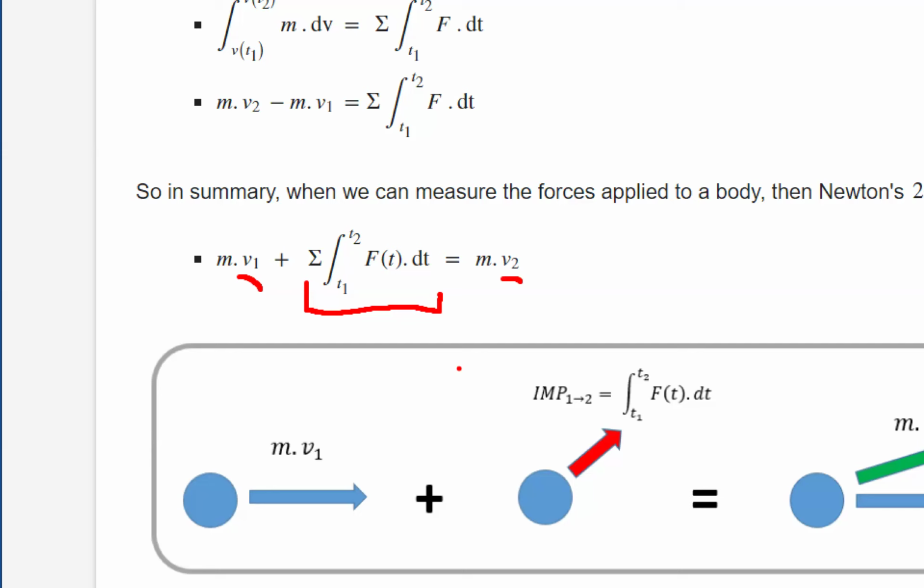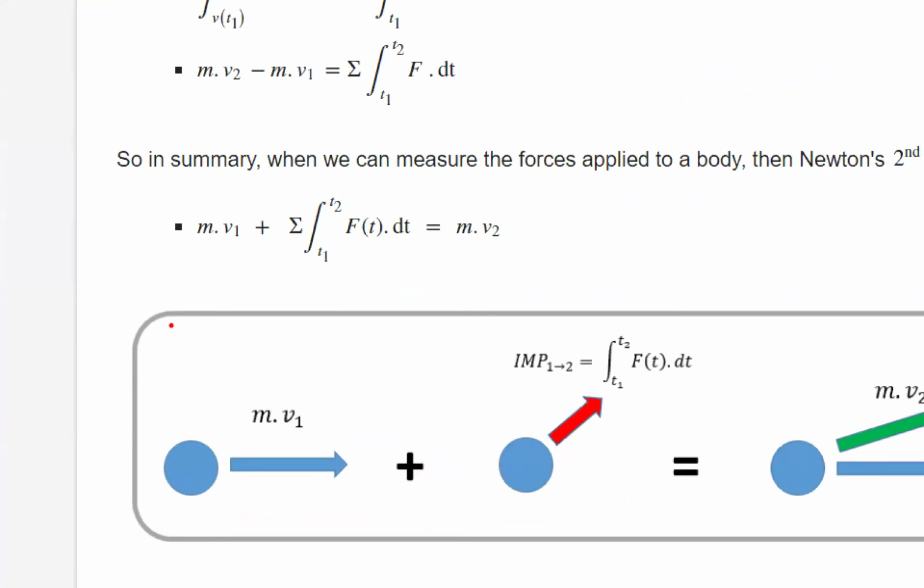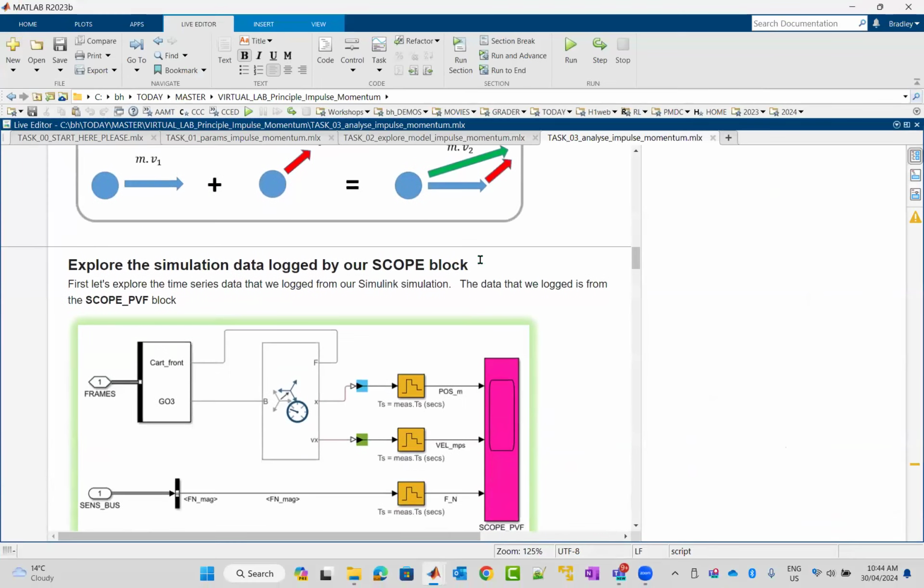So let's see if we can prove this statement of the principle of impulse and momentum. What we're going to work towards is, I'm going to say that we can measure this. If we know everything on the left-hand side, does it indeed give us this? That's what we're going to work towards over the next 10 minutes. All right.